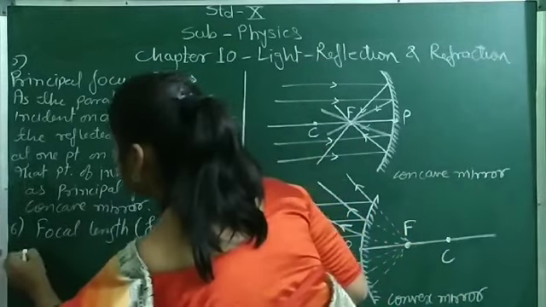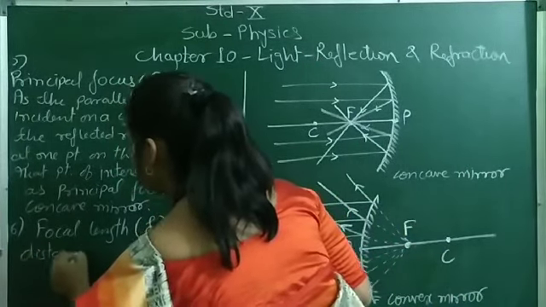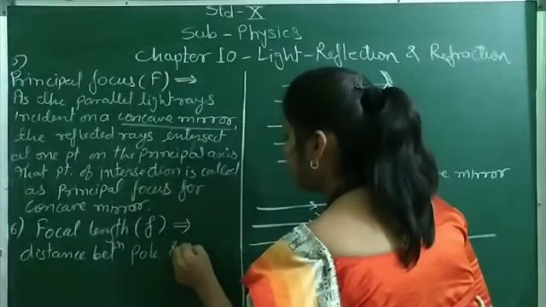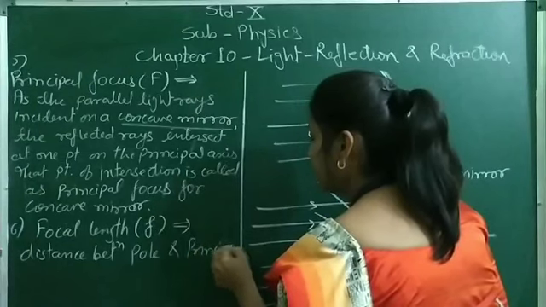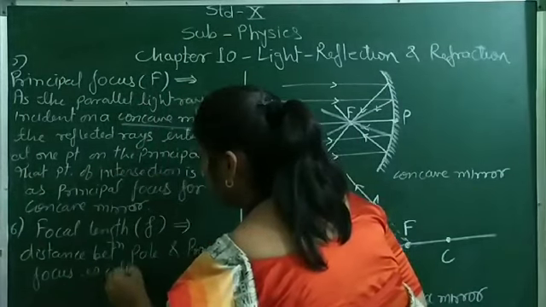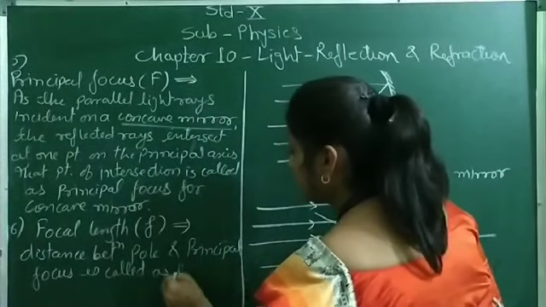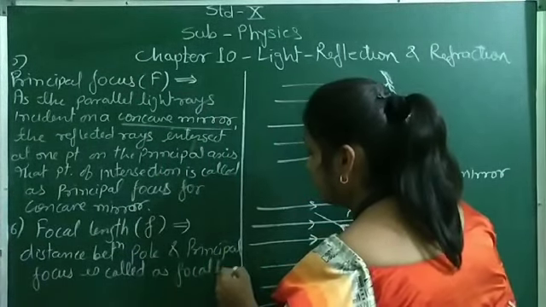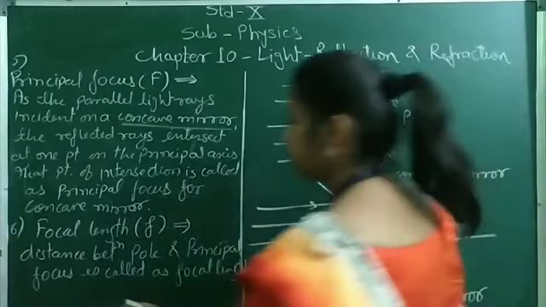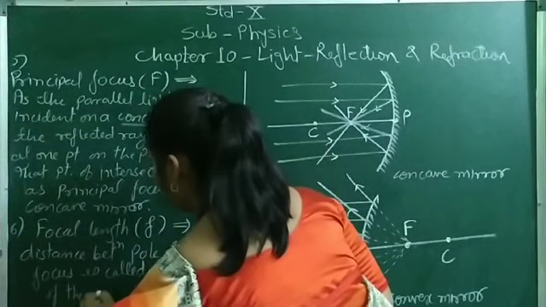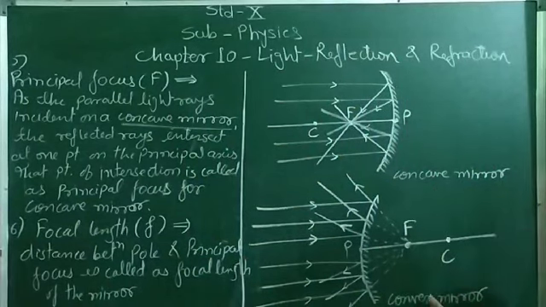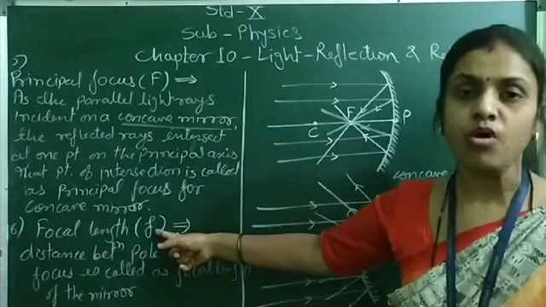So focal length means the distance between pole and principal focus, and it is called the focal length of the mirror, whether it is concave or convex, and it is denoted by small f.